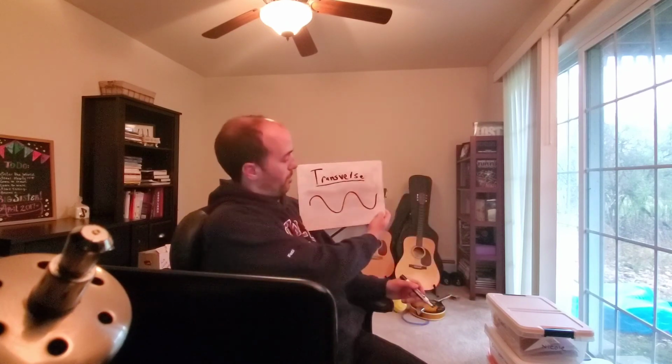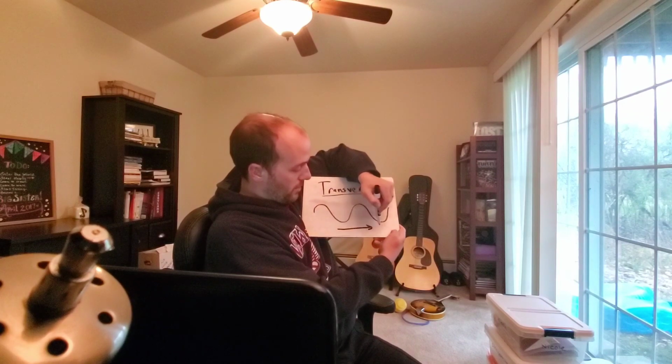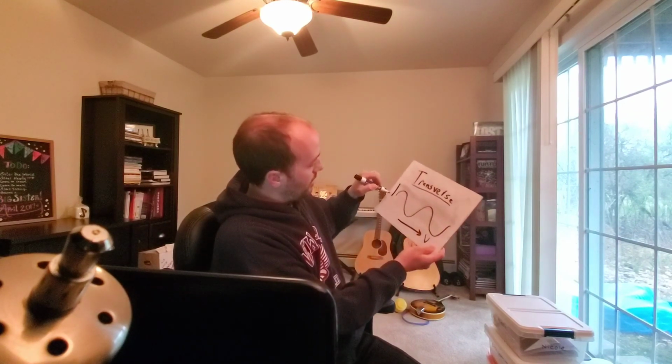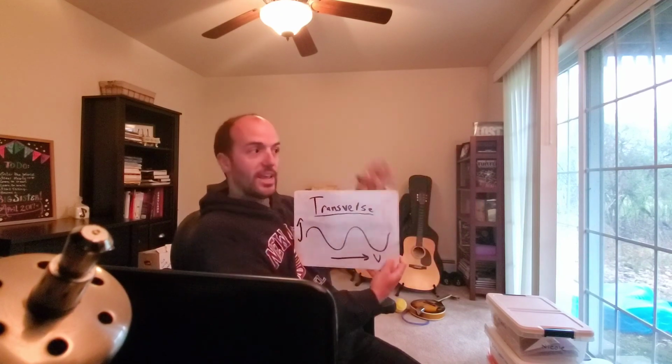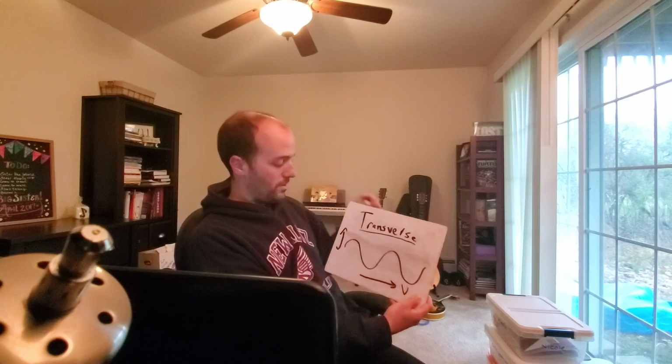All right, so how does that look? Let's draw a picture. It would look sort of like this. As the wave travels this way, the particles are vibrating up and down. You have this kind of up and down motion. So that is a transverse wave.